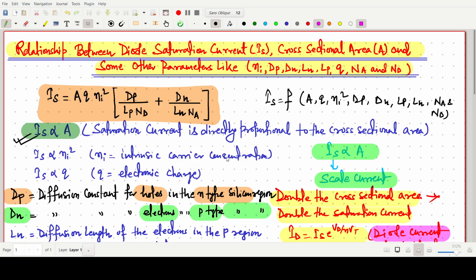So this is the relationship we have to remember. This was the fundamental relation, and it is from the microelectronics circuits book.